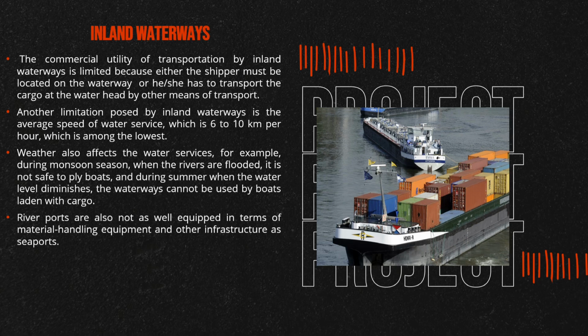Weather also affects the water services. For example, during monsoon season when the rivers are flooded, it is not safe to ply boats. And during summer when the water level diminishes, the waterways cannot be used by boats laden with cargo. River ports are also not as well equipped in terms of material handling equipment and other infrastructure as sea ports.